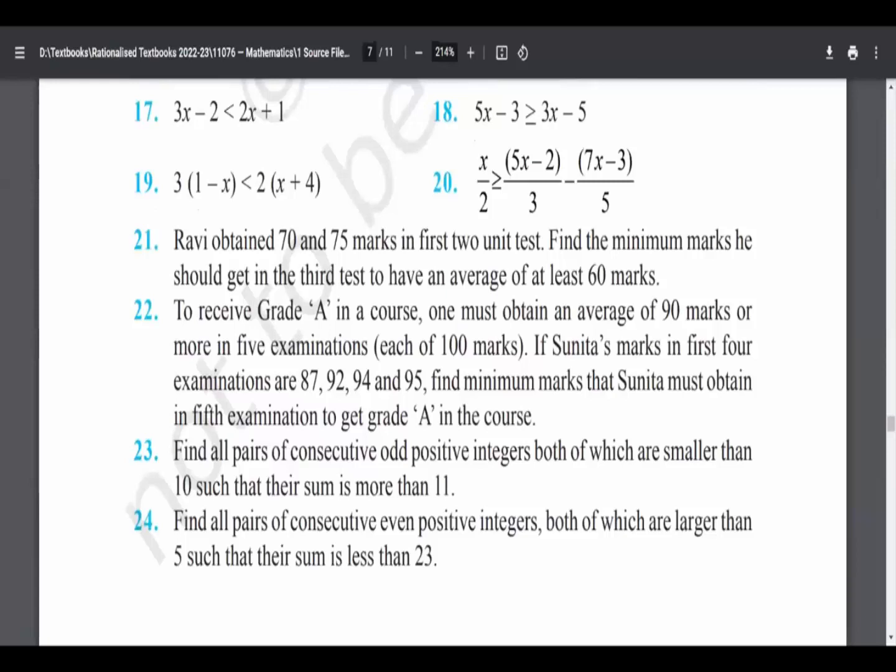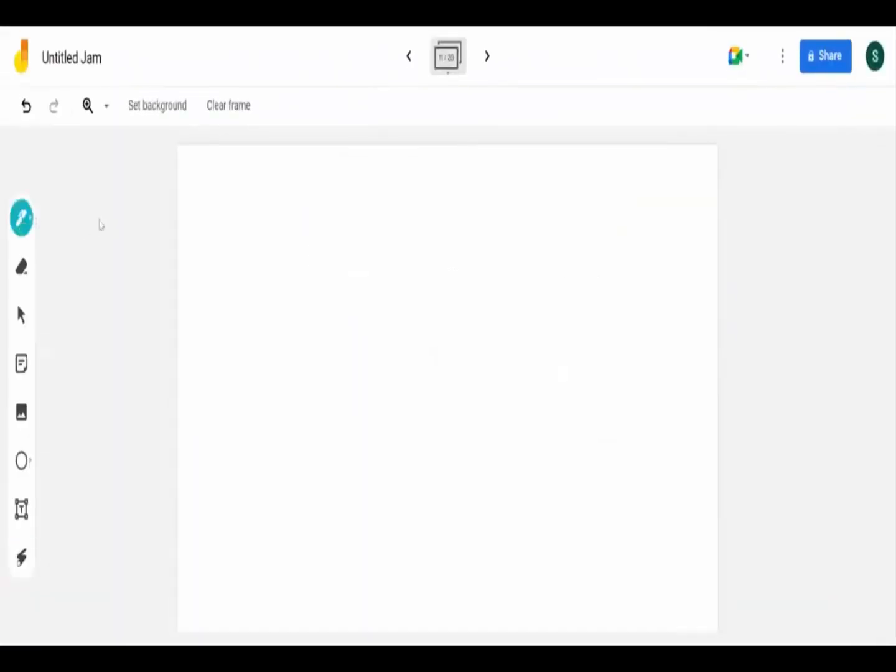So let us start by doing one of these. Question number 21. Ravi obtained 70 and 75 marks in the first two units. Find the minimum marks he should get in the third test to have an average of at least 60 marks. So here, let the third test mark of Ravi be x. We need to find x.